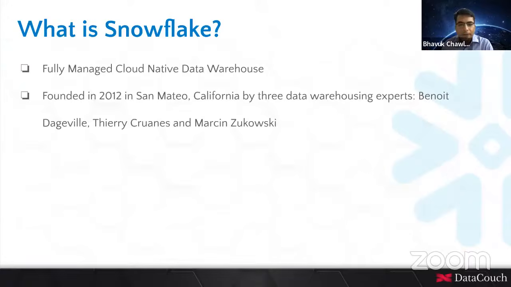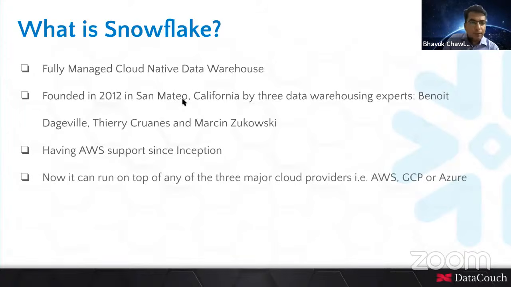And it started in 2012. After that, in 2014, initial customers started to onboard into Snowflake. In 2015, it became generally available on AWS platform, and later on, it started to support Azure cloud as well as GCP. So it can run on 3 main cloud providers. So it's cloud agnostic. You can run it on AWS, you can run it on Azure, you can run it on GCP. You can choose which one you want to go for.